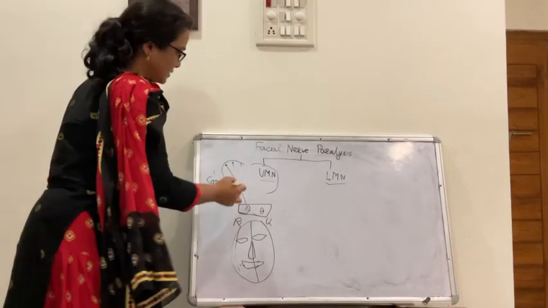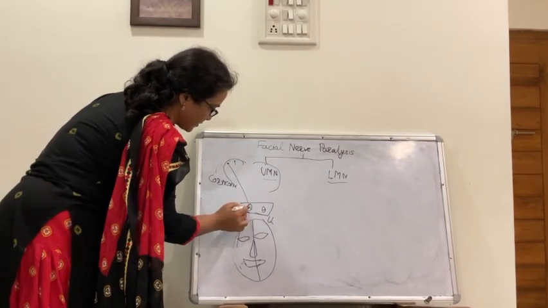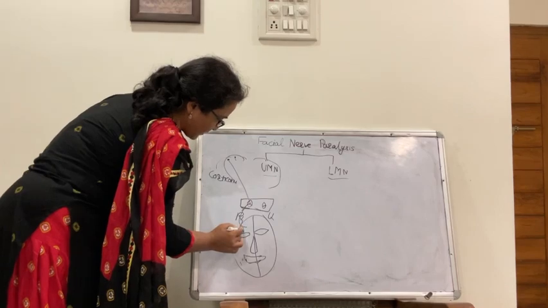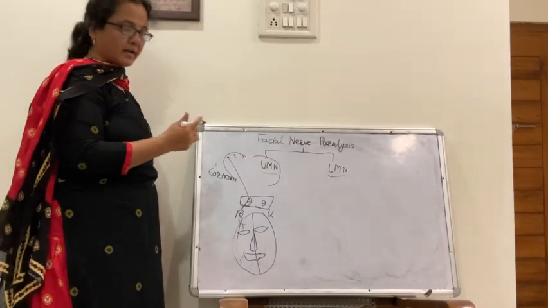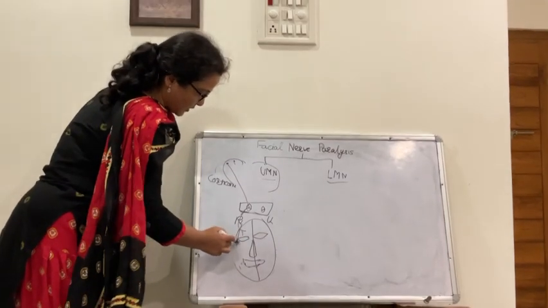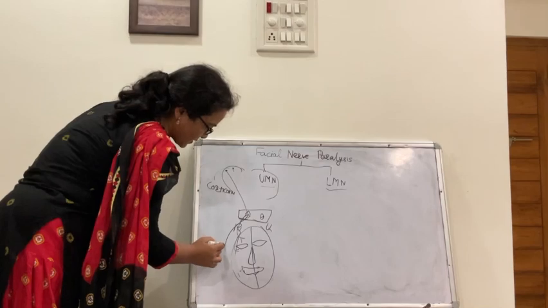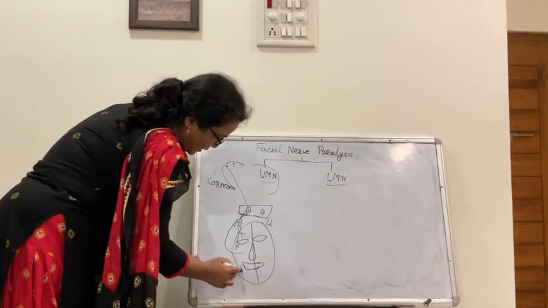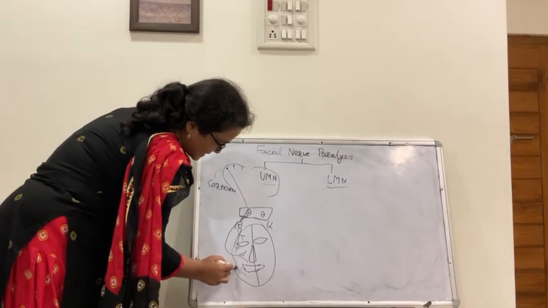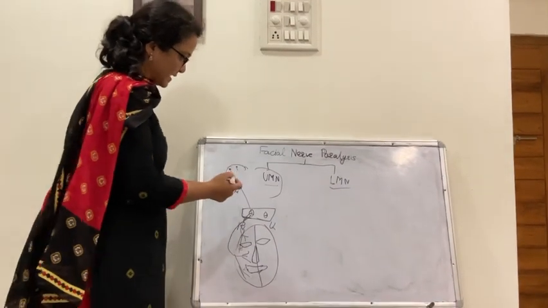So these fibers arising from the upper part of our facial nerve nuclei supply the upper part of the face. Means it supplies the frontalis muscle and orbicularis oculi muscle, which is responsible for the closure of the eye. And fibers arising from the lower part of this nucleus supply the middle and lower part of the face, that is the cheek and the mouth, the levator anguli oris as well as buccinator muscle.